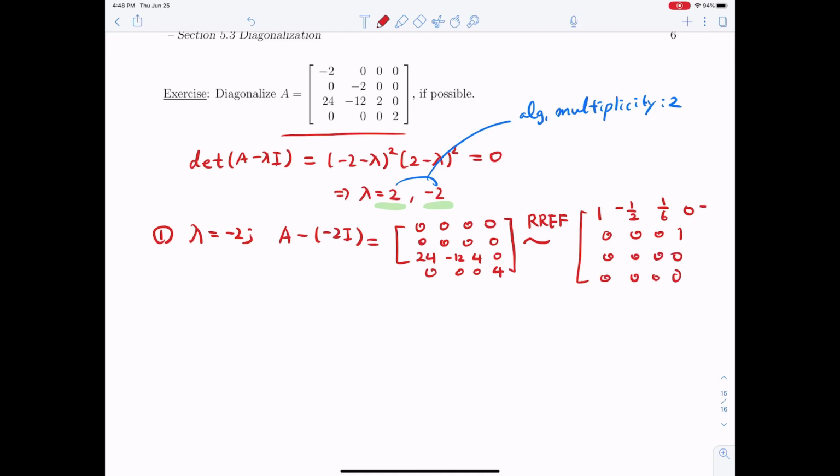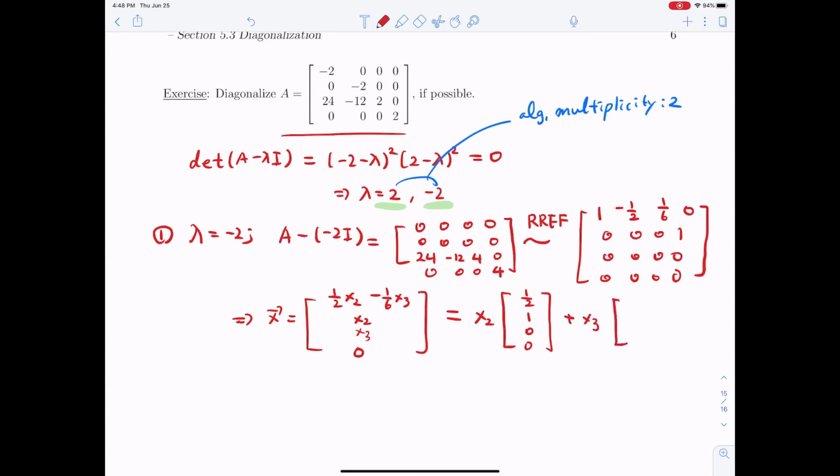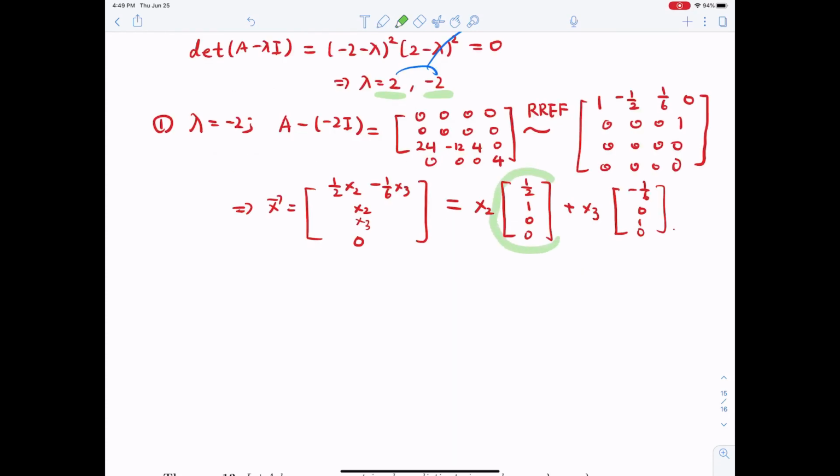So the solution set for the homogeneous equation is given by x, where x1 is 1 over 2 x2 minus 1/6 x3. And x2 and x3 are free variables, and x4 is 0. So if you separate the variables, that gives you x2 times (1 over 2, 1, 0, 0) plus x3 times (negative 1 over 6, 0, 1, 0). So if you let this one be v1 and that one be v2, then v1 and v2 form a basis for the eigenspace corresponding to negative 2.